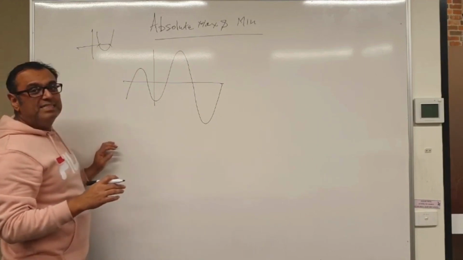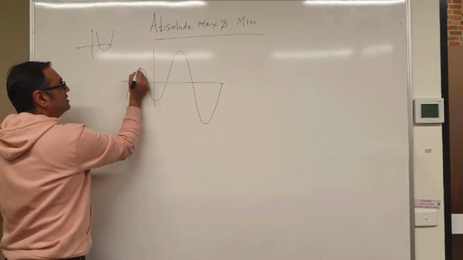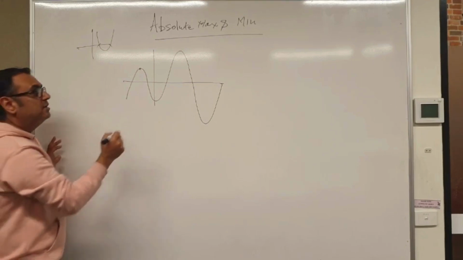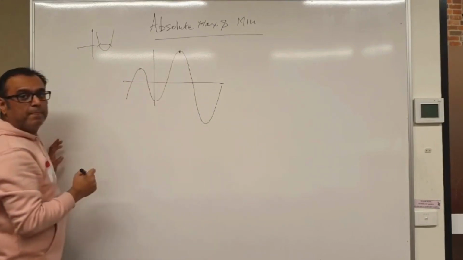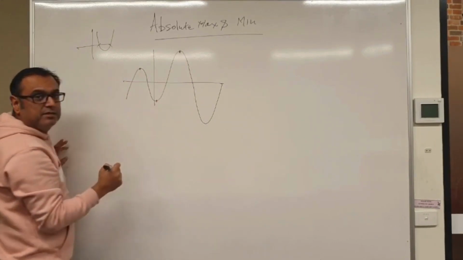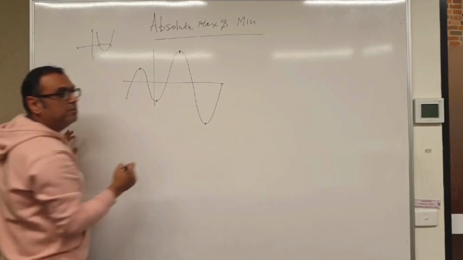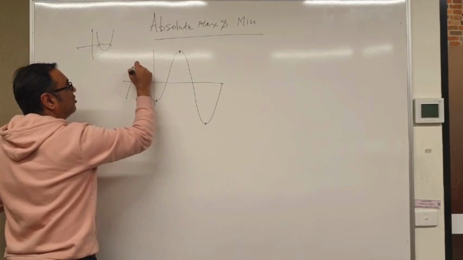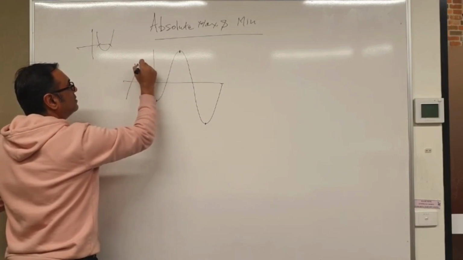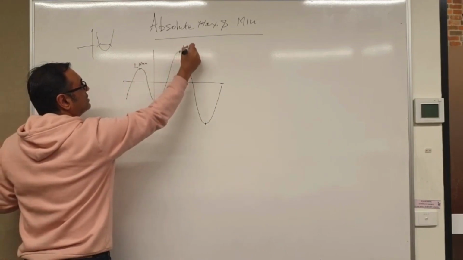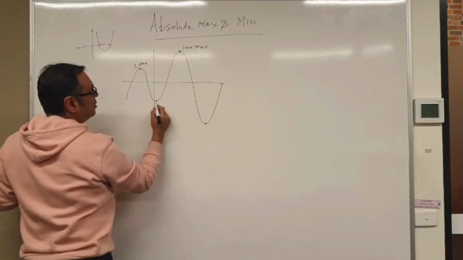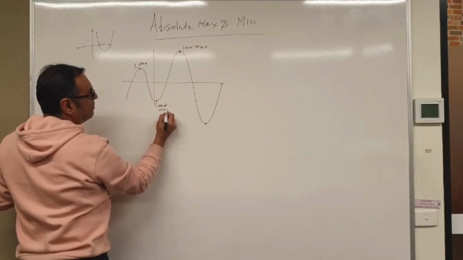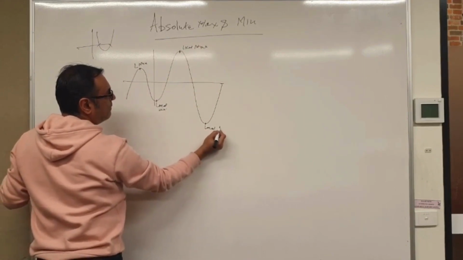What are the mins and maxes here? That's a max. That's another max. That's a minimum point. That's another minimum point. These points are called local max, local max, local min, local min.